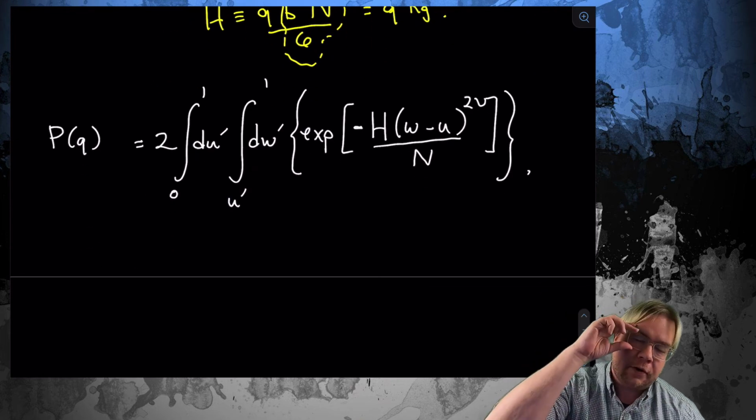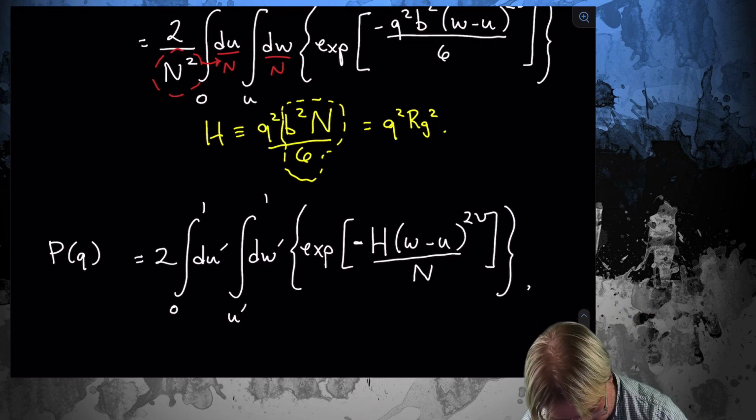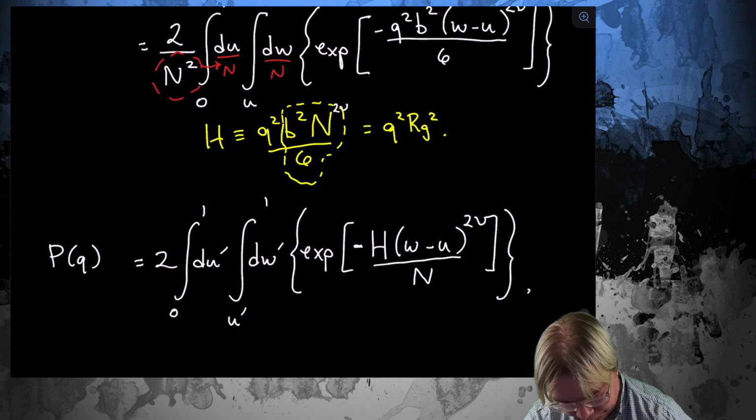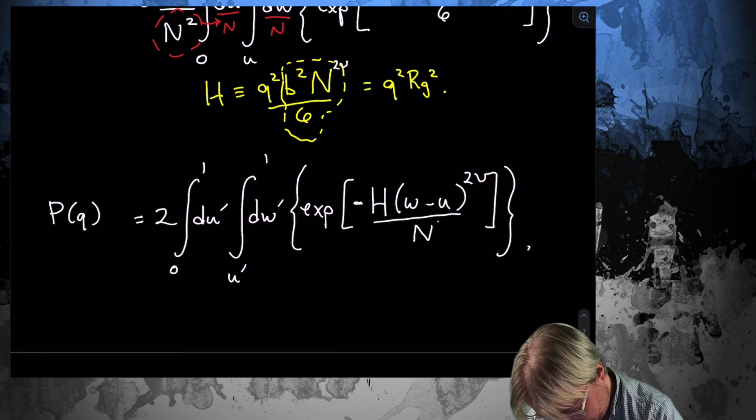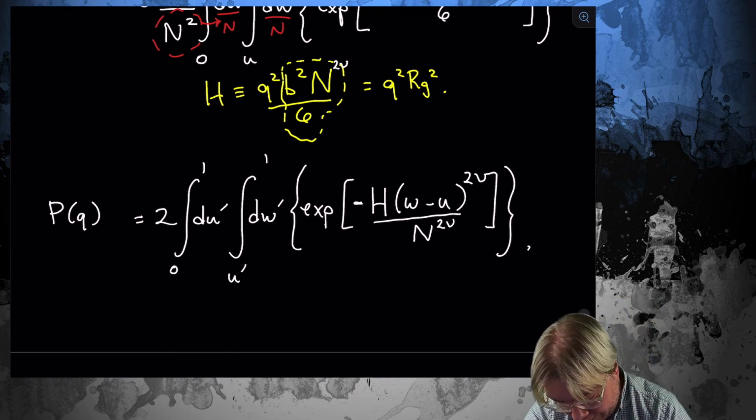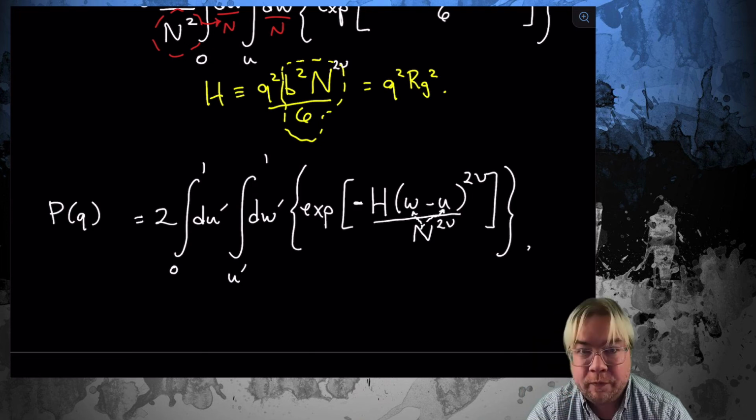Okay, so you can see what's going to happen. Sorry, technically this is n to the 2 nu. So this is technically n to the 2 nu here. So I can divide through. I can divide w by n. I can divide u by n.